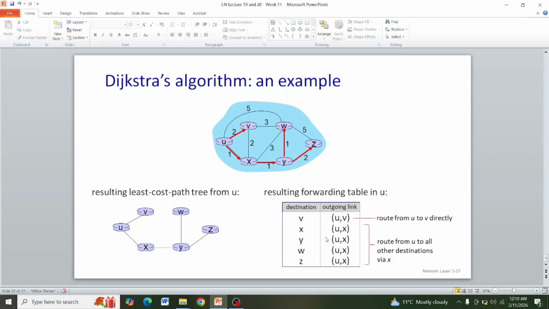It means when the packet is to move from u to z, at first we will move from u to x, and then the forwarding table at x will guide where to move next. And in this case, the final route path is defined.